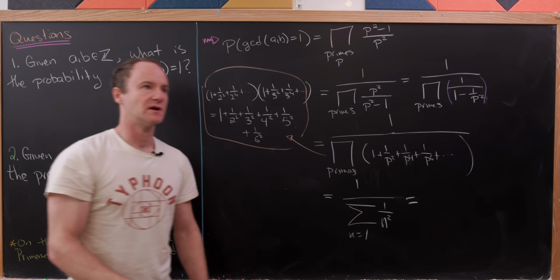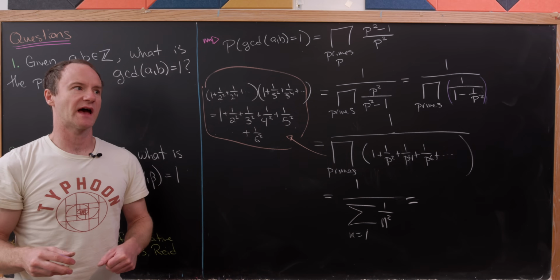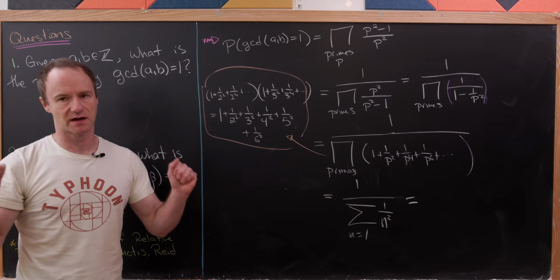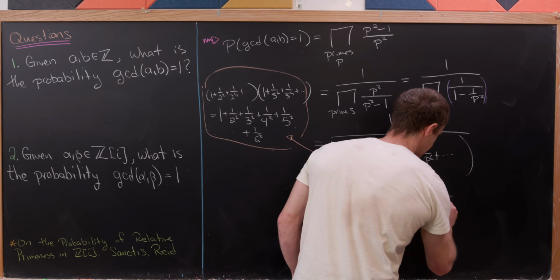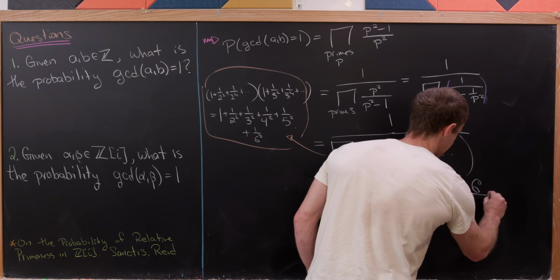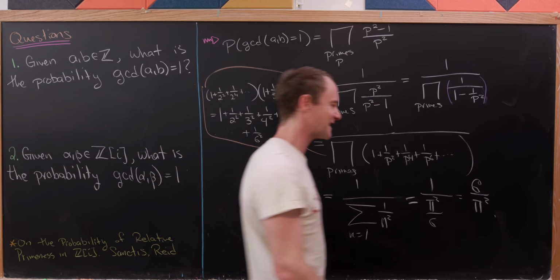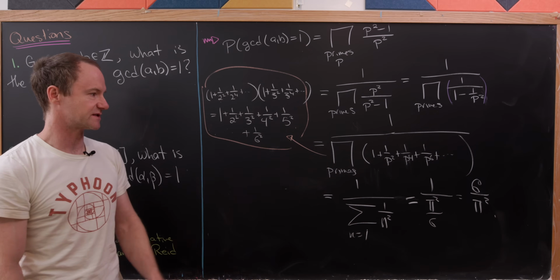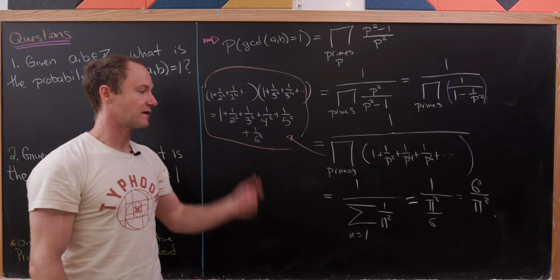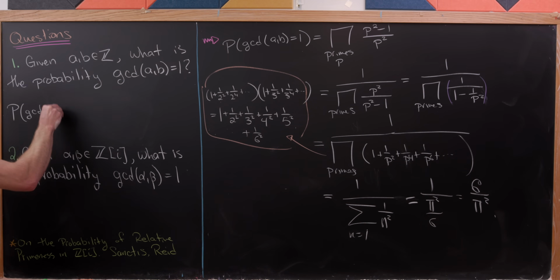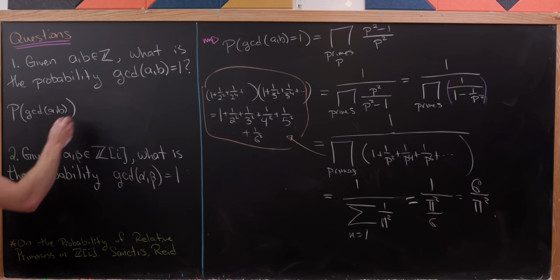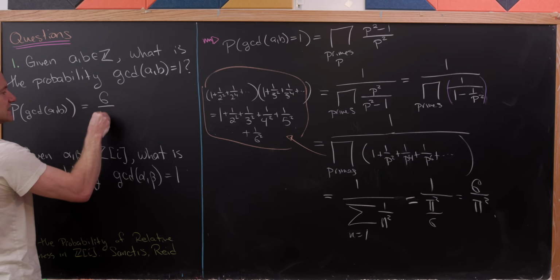In fact, we've solved that problem, or we have evaluated this sum many times on the channel before. This is going to give us 1 over pi squared over 6. In other words, we're going to have 6 over pi squared. So I think that's a beautiful result in its own right, that the probability that two integers are relatively prime is this 6 over pi squared. It gets this pi squared inside of it.